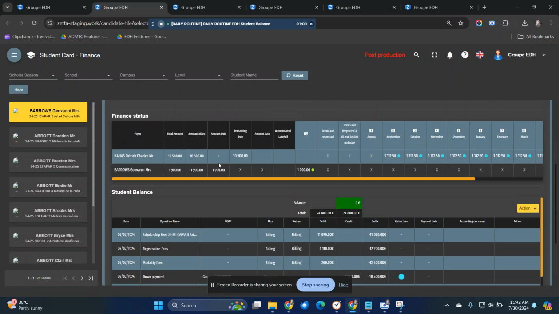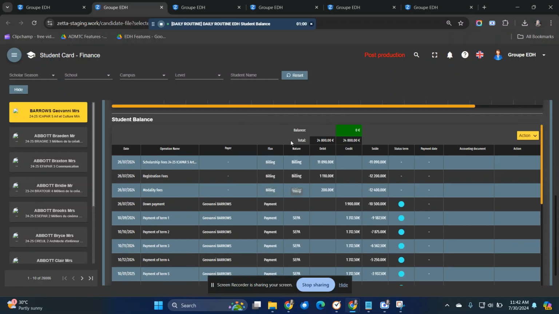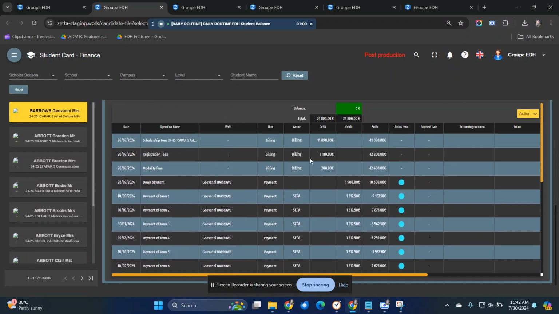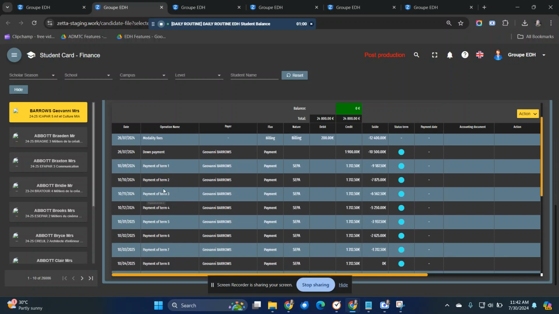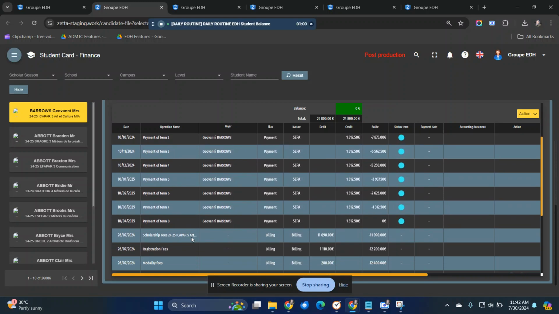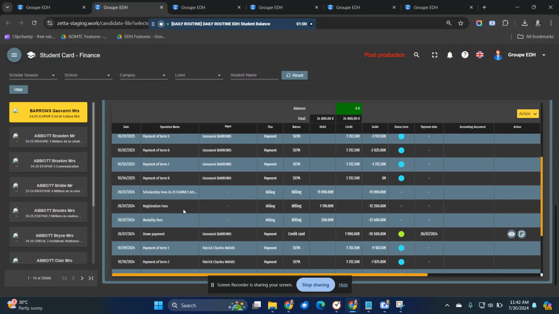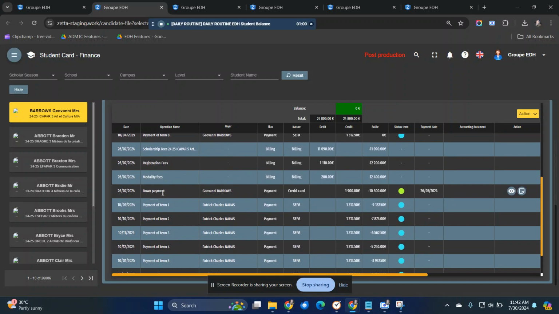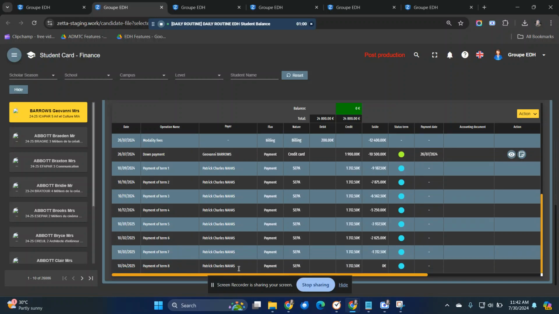And when I check in the finance status, there's no problem. But when I check in the student balance, the billing is generated 2 times. Look at this: score system fee, registration mobile fee, down payment, and generated payment of term 1 until payment of term H. But look at this, there is a generated again scholarship fee until the payment of term H again.